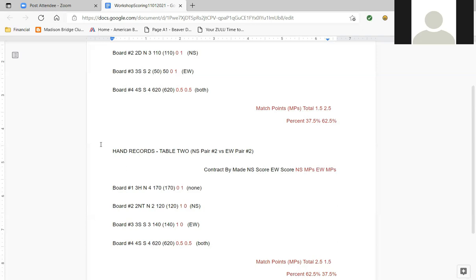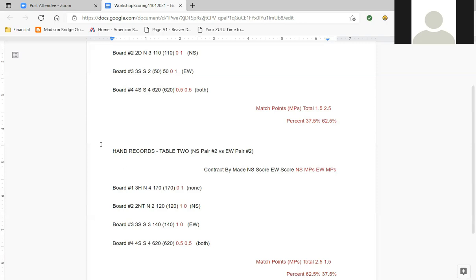East-west gets 50 for setting the contract, right? They put north-south down 1. North-south bid 3 spades. They only made 2 spades. They went down 1. That gives east-west 50 points, and it should be 100 points because, oh no, east-west is vulnerable, so I have it right. Oh, good. North-south is not vulnerable, so the 50 is correct, okay. Then we go down to table 2. They played 3 spades also, but they made their contract, so they get a score of 140.